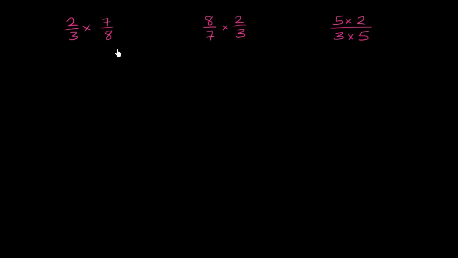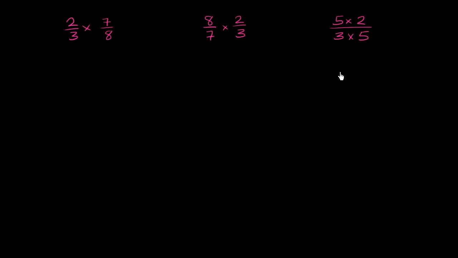We have 3 expressions here. This is 2 thirds times 7/8. The second expression is 8 sevenths times 2 thirds. This third expression is 5 times 2 over 3 times 5. And what I want you to do is pause this video right now and think about which of these expressions is the largest, which one is in the middle in terms of value, and which one is the smallest. And I want you to think about it without actually doing the calculation. If you could just look at them and figure out which of these is the largest, which of these is the smallest, and which of these is in the middle. So pause the video now.